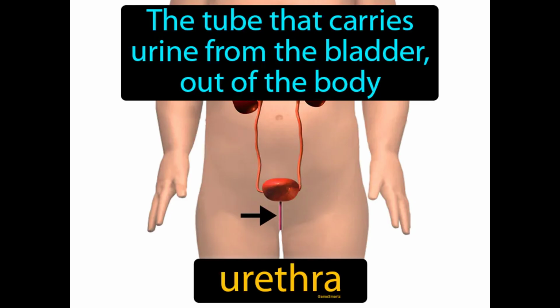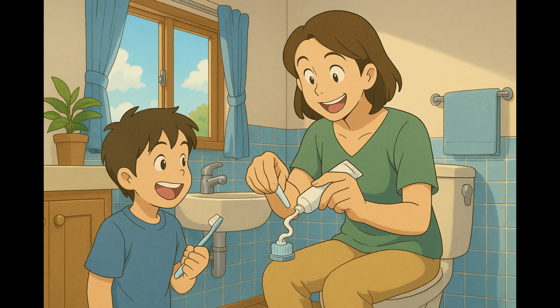The tube that carries urine from the bladder out of the body. Urethra. The urethra is a small tube that helps the body get rid of urine. Imagine you're trying to get toothpaste out of a nearly empty tube, squeezing just right to guide the paste through the narrow opening without making a mess.